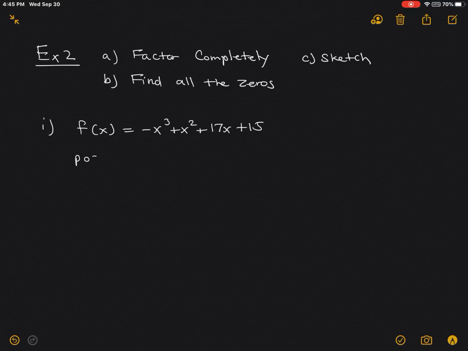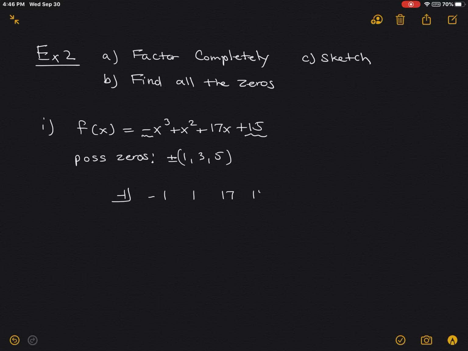My possible zeros, if I just list them all out, are factors of 15 over factors of 1, or positive or negative 1. So really, it's just going to be plus or minus 1, 3, or 5. Those are your possible rational zeros in this particular problem. Out of the interest of time, you can start guessing and checking using synthetic division. I'm just going to start with negative 1 as one of my possible guesses.